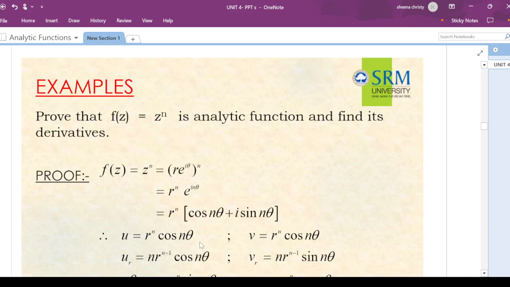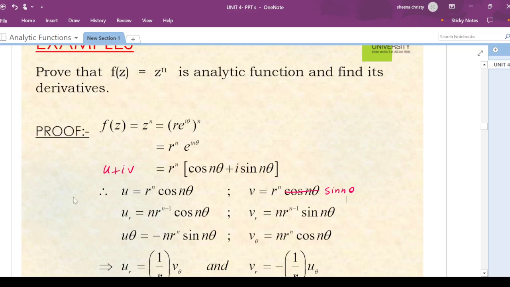Now separating the real and imaginary parts of f of z equal to u plus iv, we get u equal to r power n into cos n theta and v equal to r power n into sin n theta. So differentiating u with respect to r, you will get n into r power n minus 1 into cos n theta. Likewise, differentiating v with respect to r, you will get n into r power n minus 1 into sin n theta.